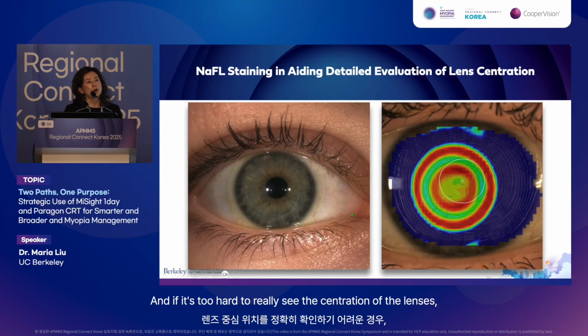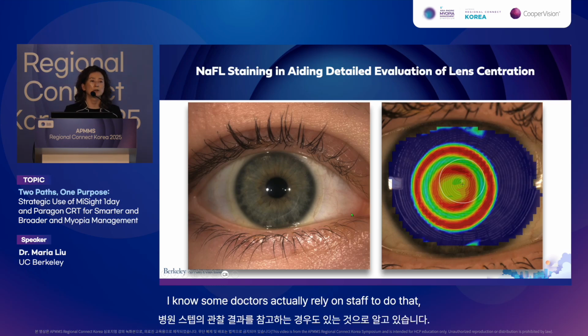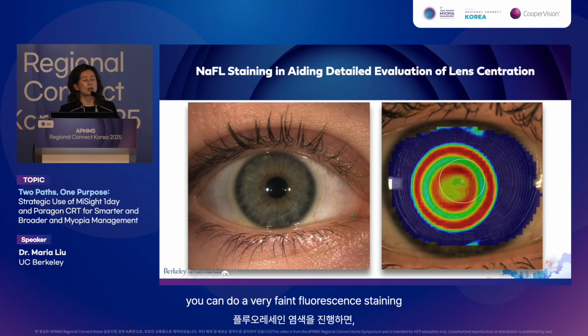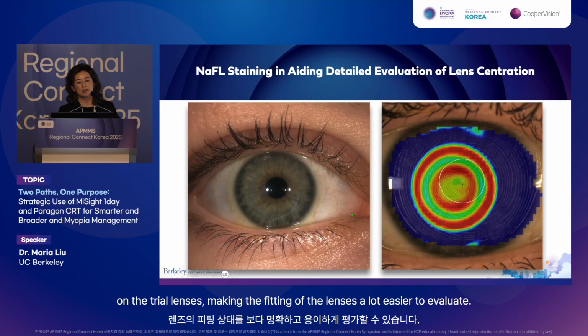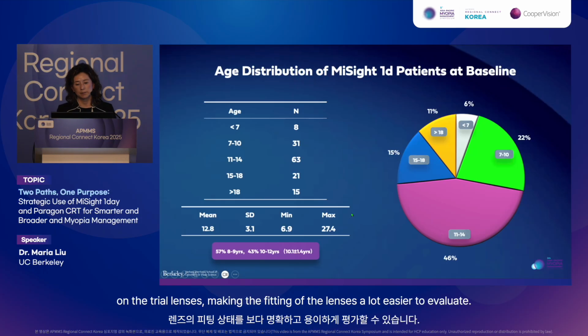And if it's too hard to really see the centration of the lenses, I know some doctors actually rely on staining to do that. You can do a very faint fluorescein staining on the trial lenses, making the fitting of the lenses a lot easier to evaluate.